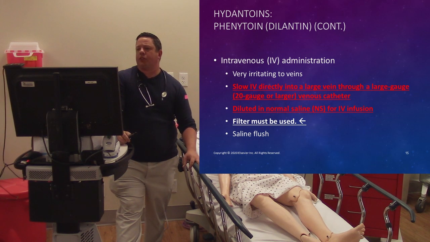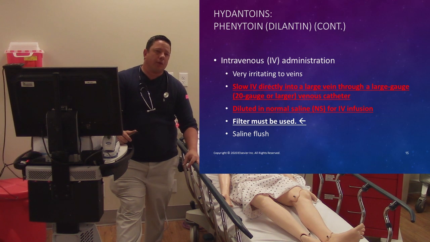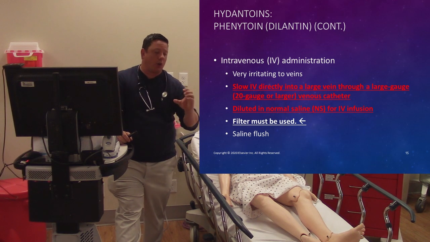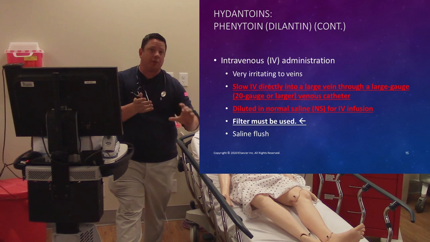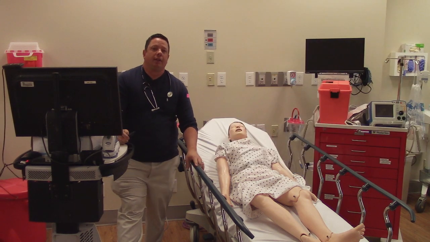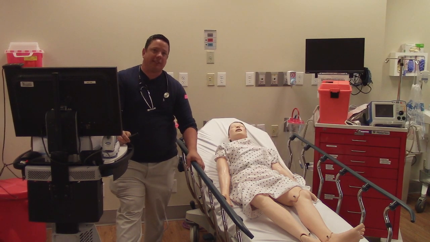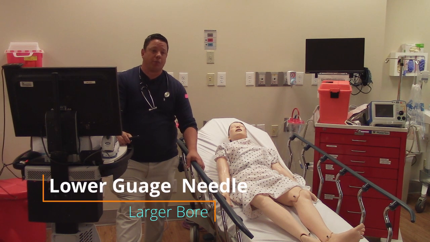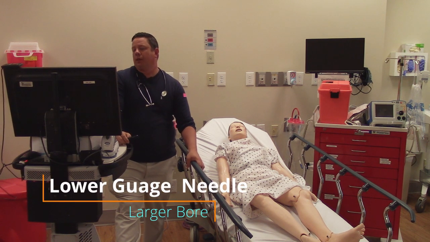IV drug administration: slow IV directly into a large vein through a large gauge, 20 gauge or larger. What number is bigger than a 20 gauge? What's the next gauge size you would get if you're putting in an IV that's a larger, fatter bore, bigger lumen than 20 gauge? It would be an 18 gauge. It's like your ears, okay? The smaller the number, the bigger the gauge.